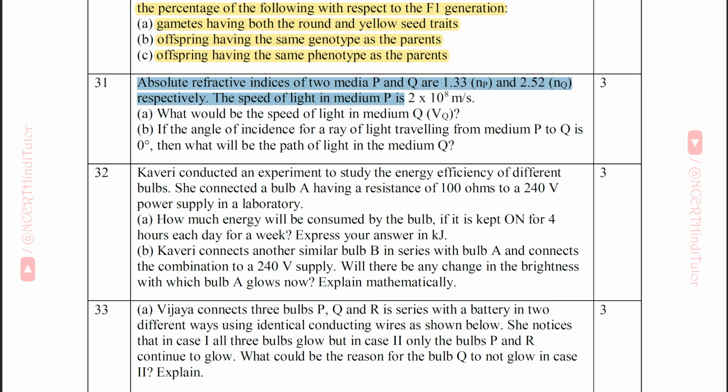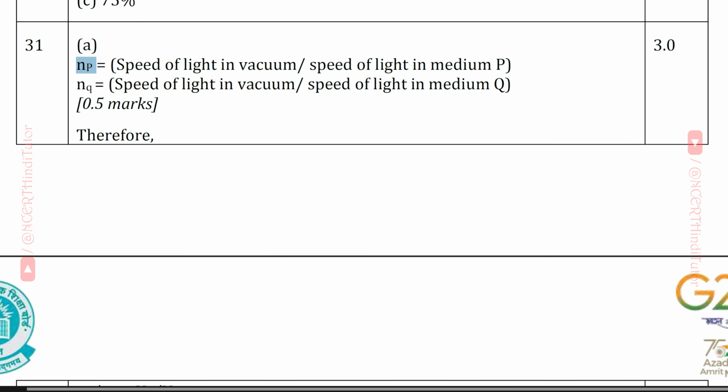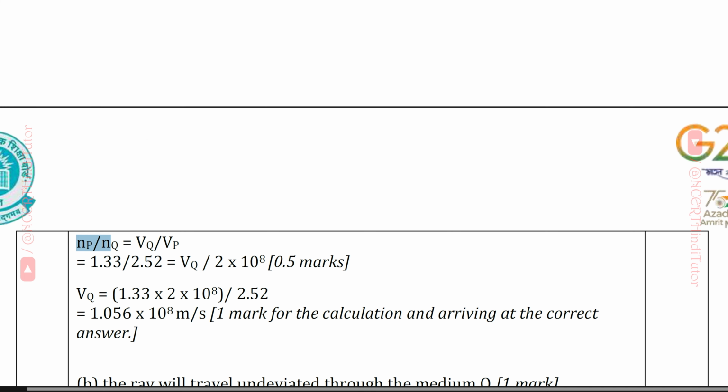31. Absolute refractive indices of two media P and Q are 1.33 and 2.52 respectively. The speed of light in medium P is 2 into 10 to the power 8 meter per second. A. What would be the speed of light in the medium Q? Answer. A. nP is equal to speed of light in vacuum upon speed of light in medium P. nQ is equal to speed of light in vacuum upon speed of light in medium Q. Therefore, nP upon nQ is equal to VQ upon VP. So 1.33 upon 2.52 is equal to VQ upon 2 into 10 to the power 8. So after calculation we get VQ is equal to 1.056 into 10 to the power 8 meter per second.